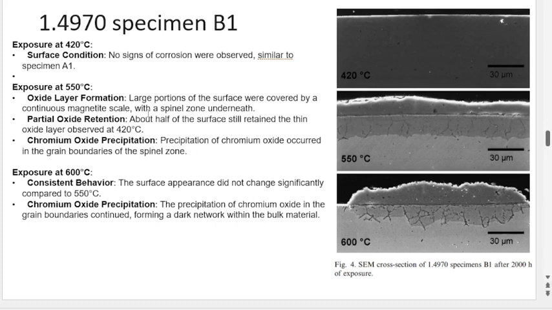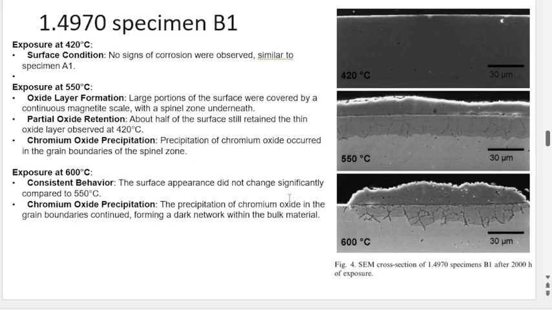As for the B1 materials, at 420 degrees C, no signs of corrosion were observed, similar to A1. At 550 degrees C, a large portion, as we can see here, of the surface is covered by continuous magnetite scale with spinel. So it's very nice that we have a protective oxide layer. We have the magnetite and we have the spinel.